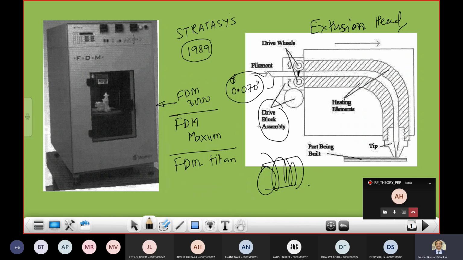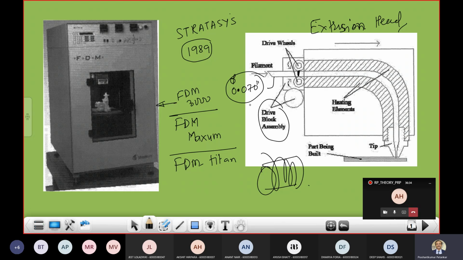When the wheels are turning and the filament is placed between them, they will continue to push or pull the material depending upon the direction of rotation of the wheels.